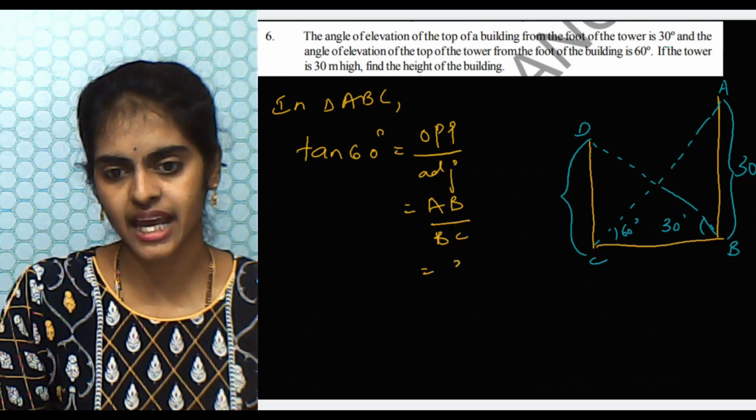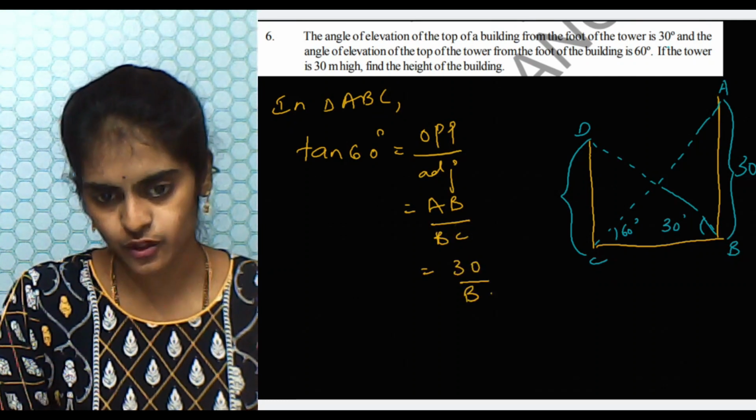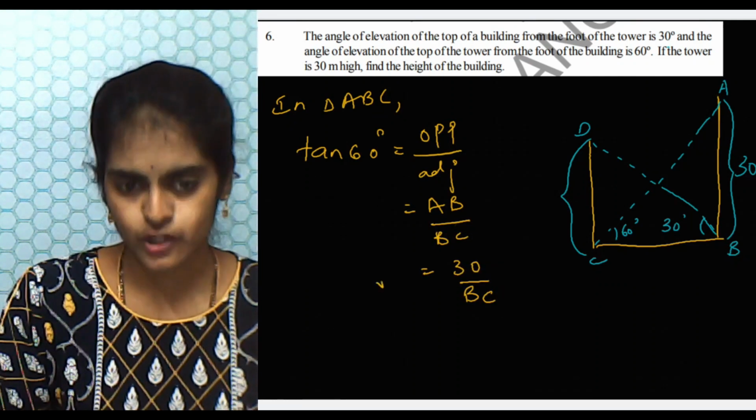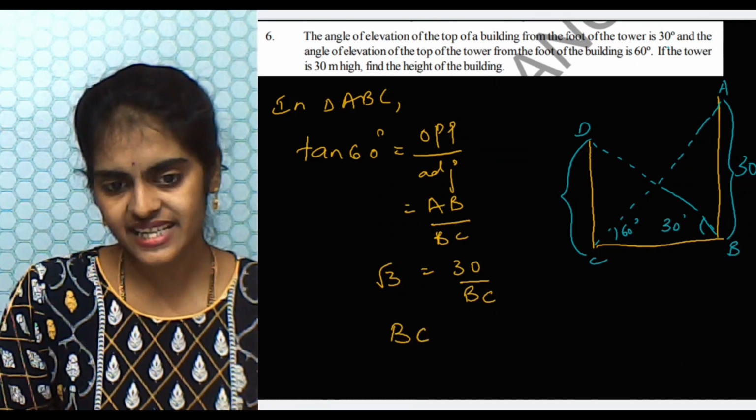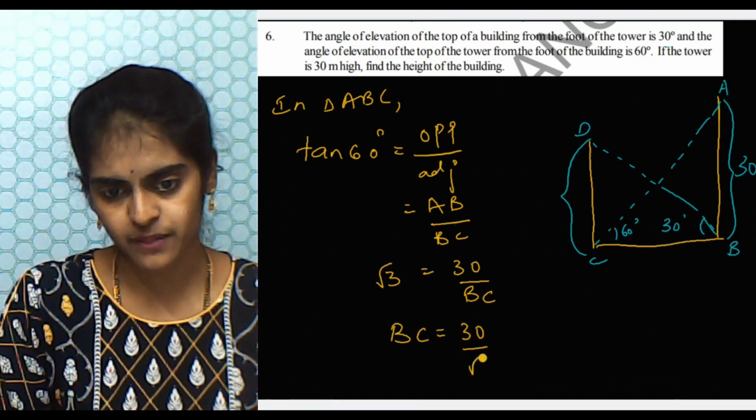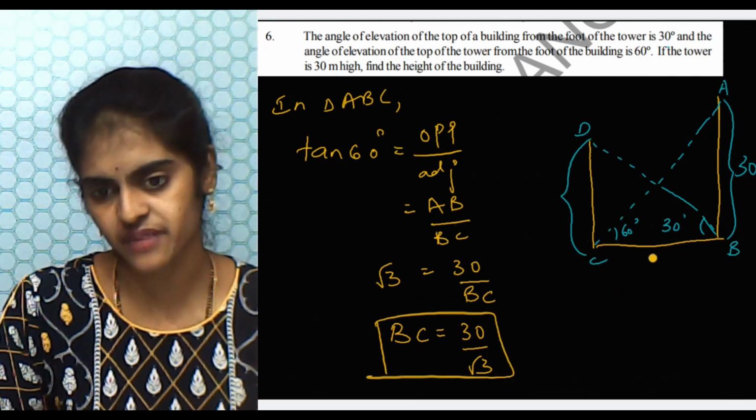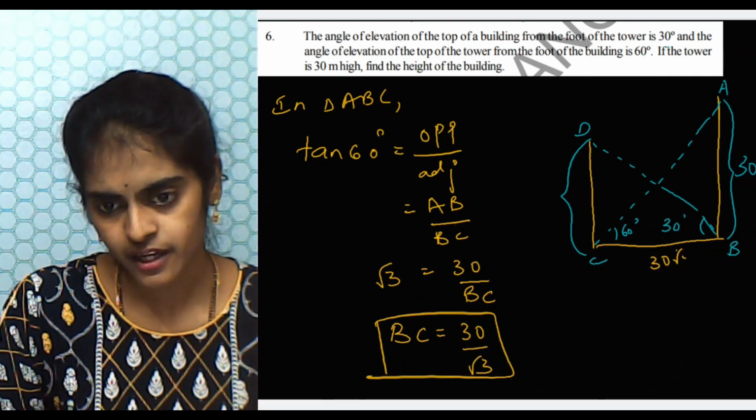Here AB is 30, which is given. You don't know BC, so calculate BC. Tan 60 is root 3. So BC is nothing but 30 divided by root 3. So you got this value, which is 30 divided by root 3.